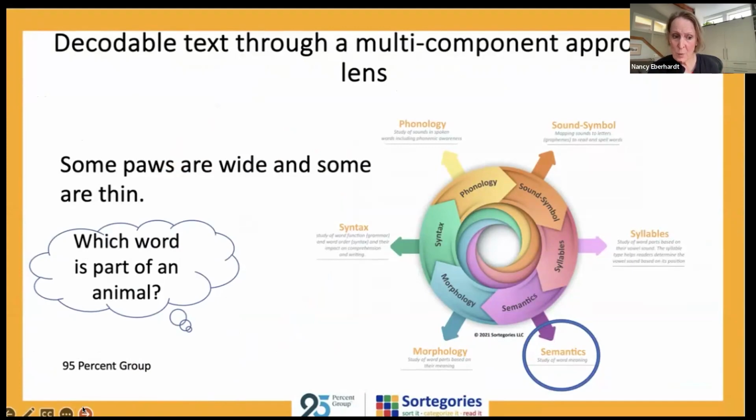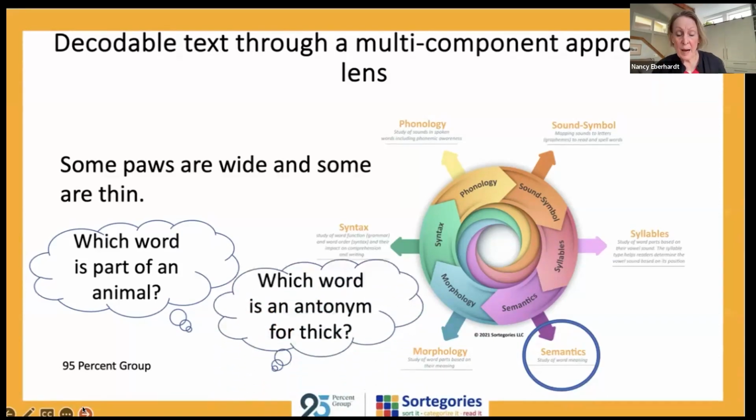So we could ask the question, which word is part of an animal? And we would ask them to identify that word within the sentence. Or we might be working on word relationships like antonyms or synonyms. And so we could ask, which word is an antonym?